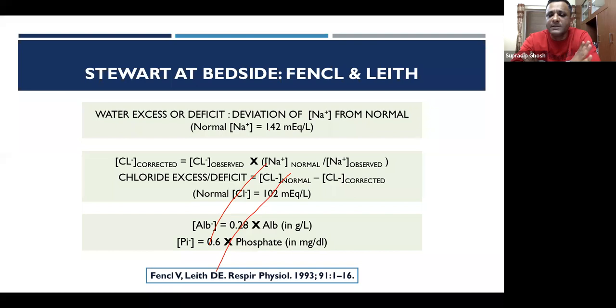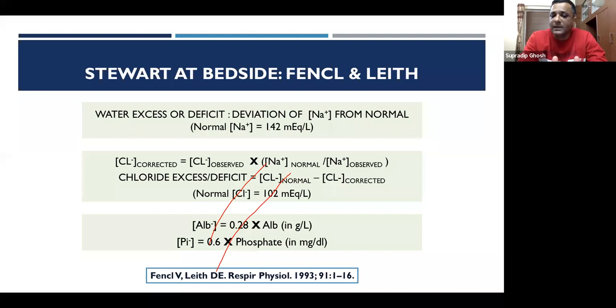So if the corrected chloride is anything changed from 102, if the chloride is high, what will happen? The sodium and chloride will come closer together. The SID will reduce, leading to metabolic acidosis. So if your corrected chloride is more than 102, that means there is a metabolic acidosis because of hyperchloremia.